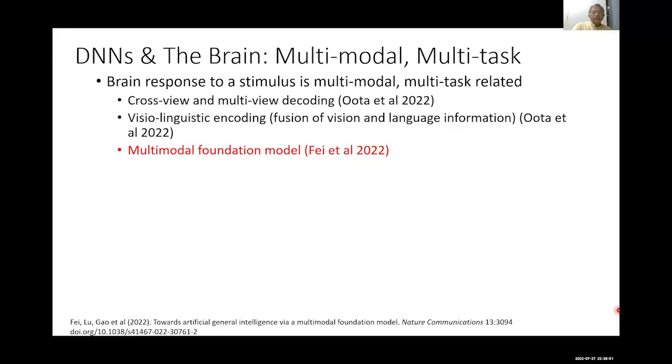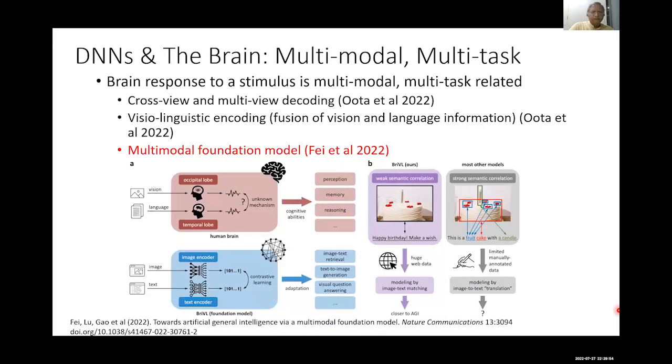The other aspect that I wanted to point out here is the idea of multimodal, multitask learning. Brain responses to a stimulus are multimodal and multitask oriented. Subha presented something about our work on cross-view, multi-view decoding, where our hypothesis is that the brain response is rich, and that picture viewing data and the associated brain response could, in principle, be used for other tasks such as question answering, image captioning, and so on.